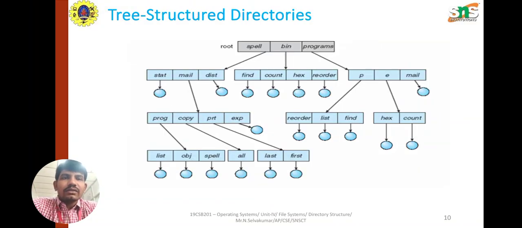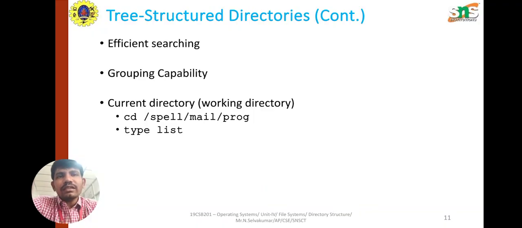Tree structured directories are used to identify the individual components of the file system. For example, we have root with spell, bin, and program. In spell we have a directory and mail and stat. In mail there are programs such as copy, prt, and exp. We use tree structured directories in the operating system. A tree structured directory has efficient searching and grouping capabilities. The current directory or working directory is found using the cd command, for example cd spell, or cd mail, or cd program, and then list.